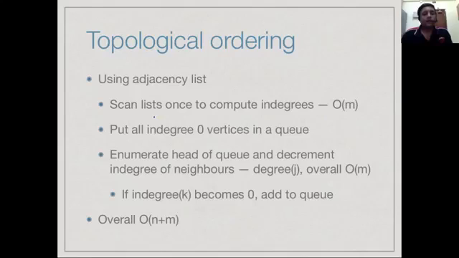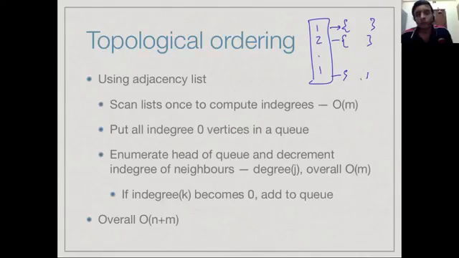Now, as we saw with BFS and DFS, if we use an adjacency list, we can be a little more clever and bring this time down to linear. From n square, we can bring it down to order n plus m. So how do we do this? Well, we have these lists. So we have lists, say 1, 2, and for each of these, we have a list of its neighbors.